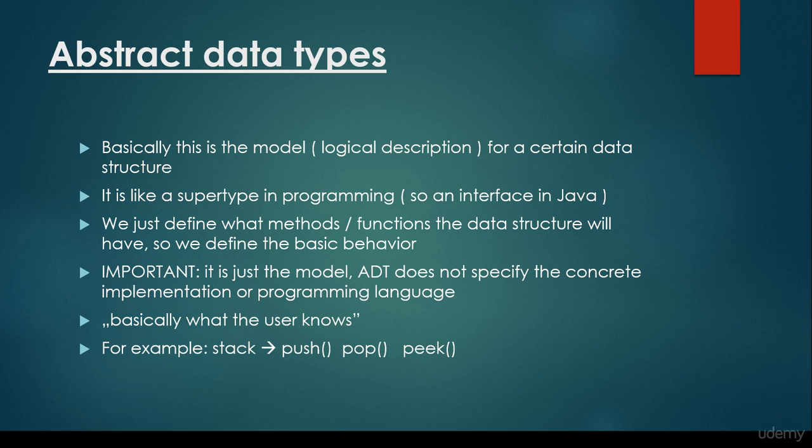It is like a supertype in programming, in Java for example, an interface where we define what's going to be the behavior, what methods we would like to implement. So we just define what methods and functions the data structure will have, so we define the basic behavior without the concrete implementation. We don't know how the behavior is going to be implemented with the help of two for loops or while loops or nested if-else checks or whatsoever. We just know what's going to be the behavior.